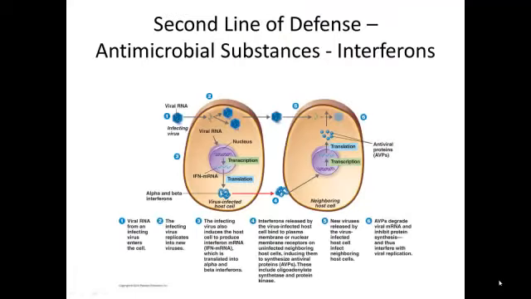Next up are interferons. Interferons are very cool, and we're using them highly to treat chronic viral infections. They've also been used in treating cancer. Let's talk about how they do it. Interferons are naturally produced by your cells.